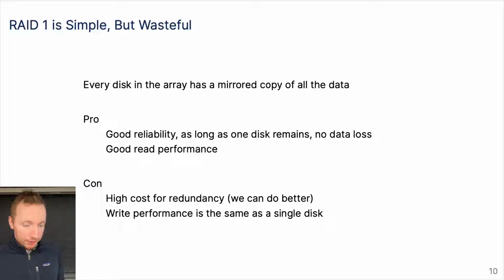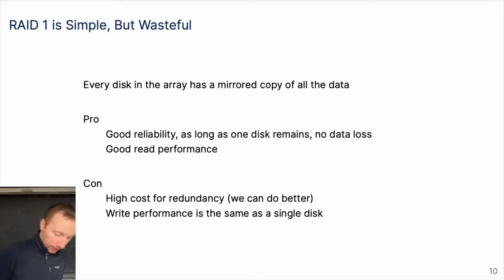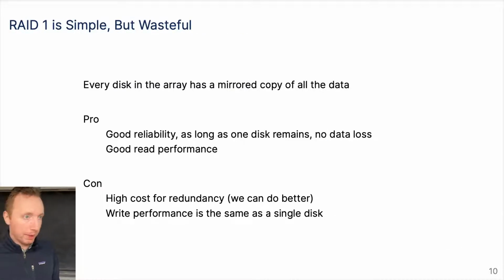So RAID 1: simple but pretty wasteful. Every disk, again, is an exact copy of every other disk. And this gives us way more reliability. As long as one disk remains, we have no data loss because they're all the same. If I have 4 disks that are all the same, I could lose up to 3 of them. So I can tolerate everything except one disk dying. That's a lot of points of failure that need to occur in order for you to have data loss.